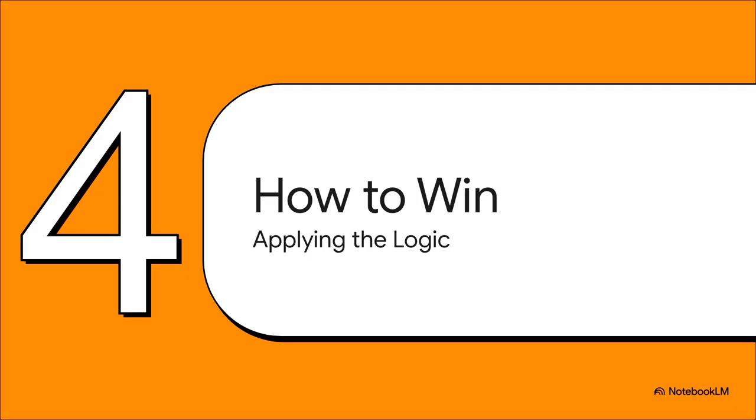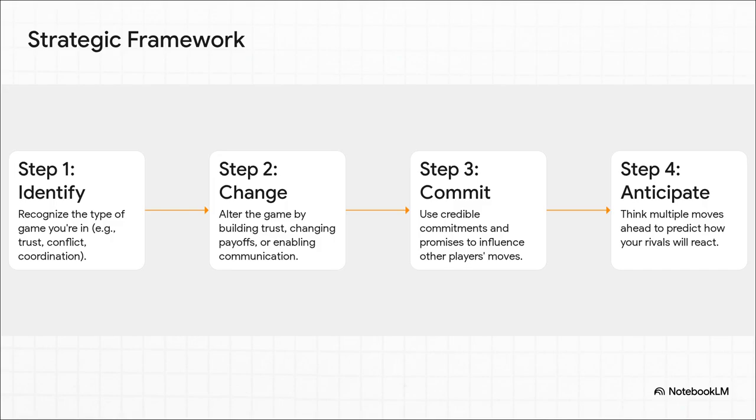Okay, so now that we can start to recognize these fundamental games playing out all around us, we get to the most important question of all. How do you play them to win? Well, top strategists use a pretty clear framework. First, and this is crucial, you have to identify the game you're actually in. Is it about trust? Is it conflict? Coordination? Once you know that, you can start to work to change the rules themselves, maybe by building trust or making really credible commitments. And the final piece of the puzzle is to think multiple moves ahead, to anticipate how your rivals are going to react to your strategy.